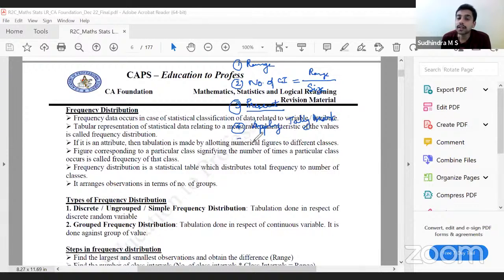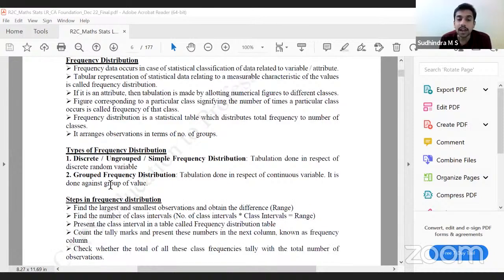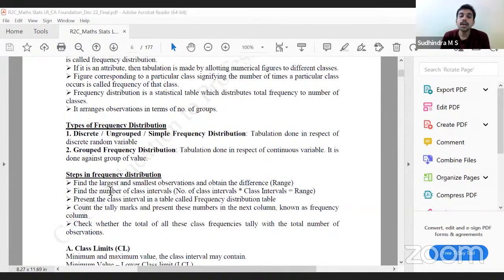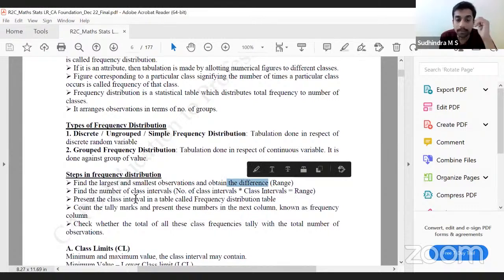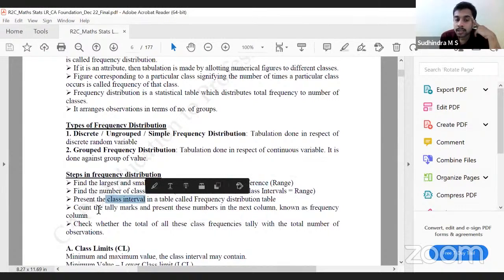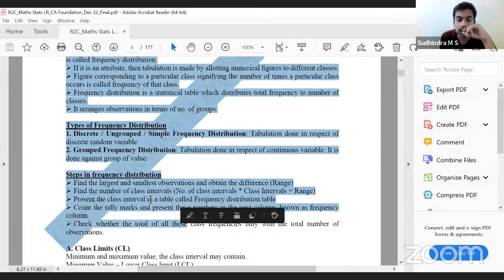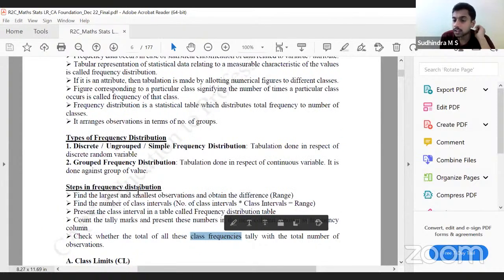Once all the observations are done, count the number of tally marks corresponding to each class interval. That would be the frequency of that class interval. Right? These are the steps. We shall identify the largest and smallest observation, obtain the range, and the number of class intervals, present the class intervals in a table, count the tally marks and present these numbers in the next column known as the frequency column. Check whether the total of these class frequencies tallies with the total number of observations. That is how we get the frequency distribution.